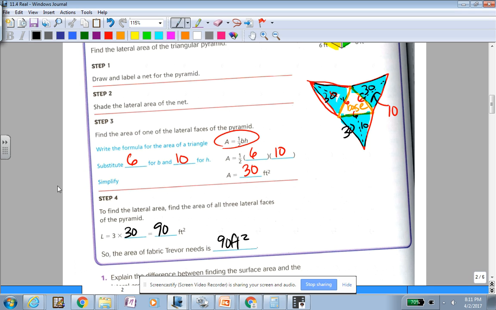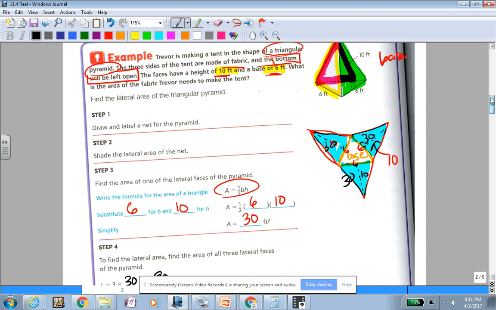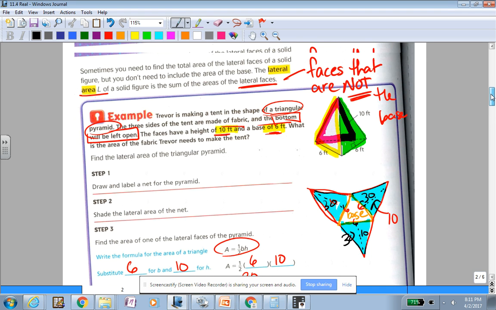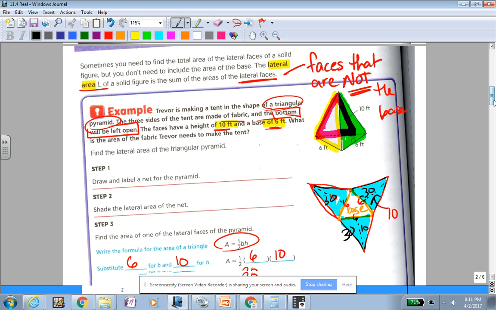Again, remember, the big important thing with this particular problem was that we were just looking at lateral area. We were not looking at surface area. There is a difference. Surface area is the sum of all the faces. Lateral area is all of the faces not including the base.